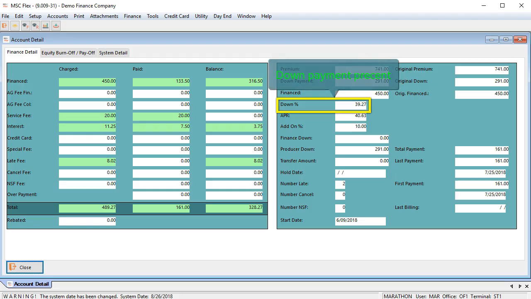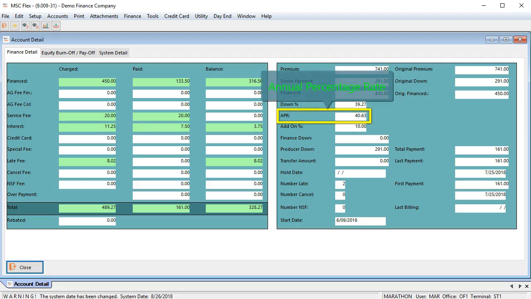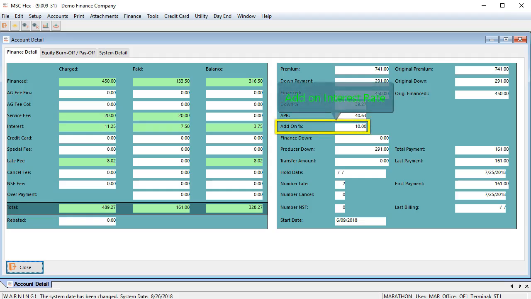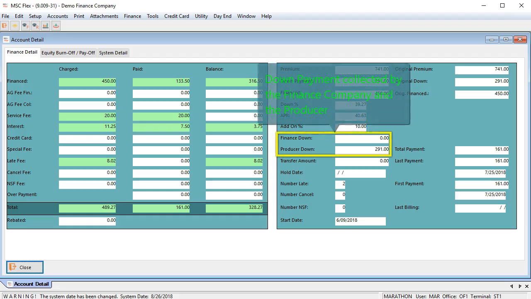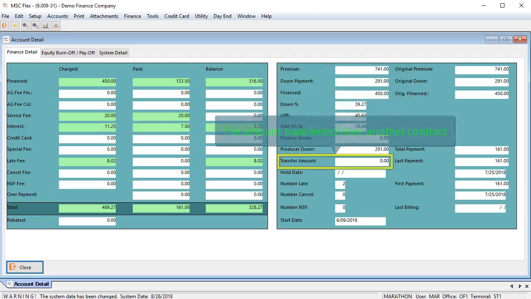The down payment percent for this account is here. The annual percentage rate for the contract is displayed here. This is the interest add-on rate that is used to calculate the interest and payments. The amount of down payment collected by the producer and the finance company are shown here. The transfer amount is the amount that is transferred from another contract.